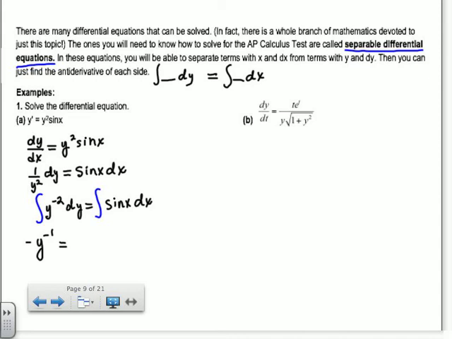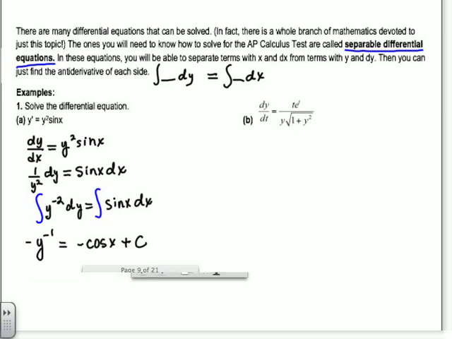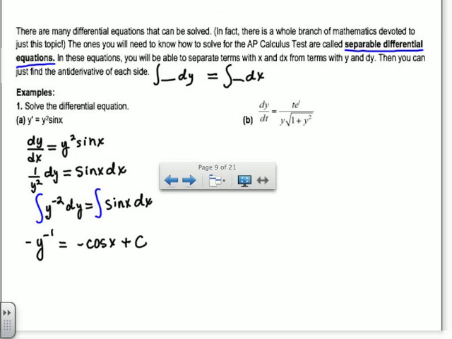All right, so when I integrate sine, negative cosine x plus c. All right, sometimes they'll let you leave your answer like this. Usually they don't. So this is negative 1 over y. If it's a multiple choice question, you'll see the different setups.